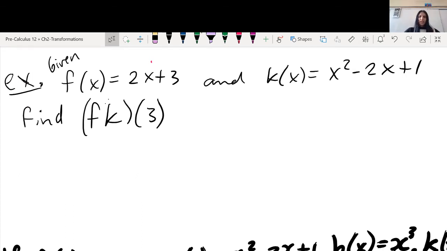Okay, so if we have f of x is 2x plus 3, and k of x is x squared minus 2x plus 1, find fk of 3. Okay, so first of all, we know that this would be the same thing as writing f of 3 times k of 3. That's the first step.